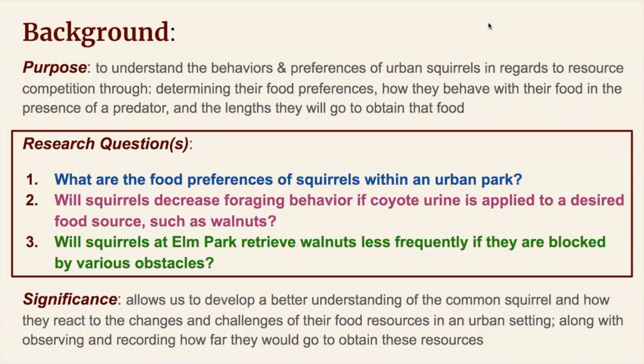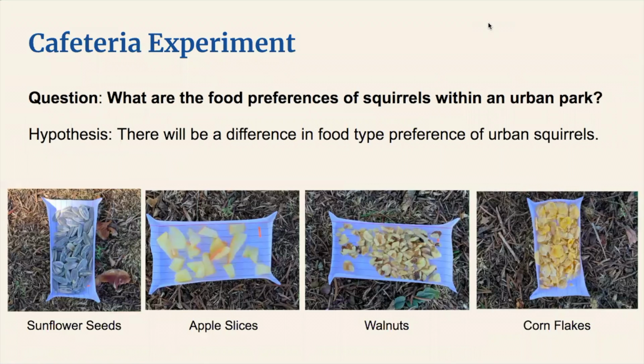So just doing this allows us to develop an understanding of the common squirrel and how they react to the changes and challenges of their resources in this urban setting, along with observing and recording how far they will go to obtain these resources. So in our first experiment, we did a cafeteria experiment.